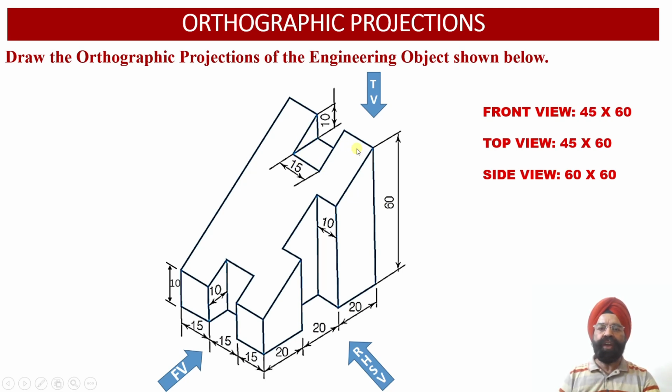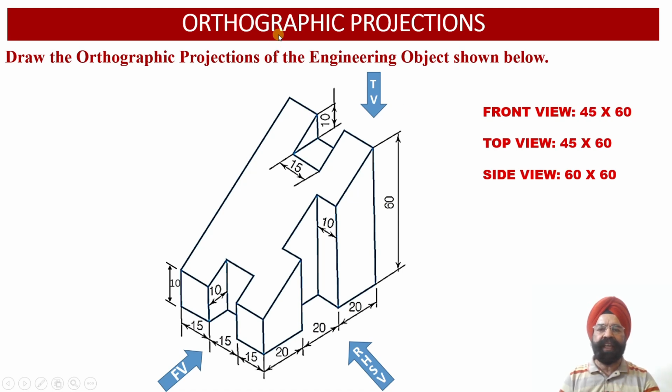Now in order to obtain the orthographic projections of the solid, we need to obtain the dimensions of the front view face, the top view face and the right hand side view face of the solid. When we look at the solid from the front view orientation, we observe that the width of the solid is equal to 45 millimeter, while the height is 60 millimeter. So the front view face will measure 45 millimeter width and 60 millimeter height.